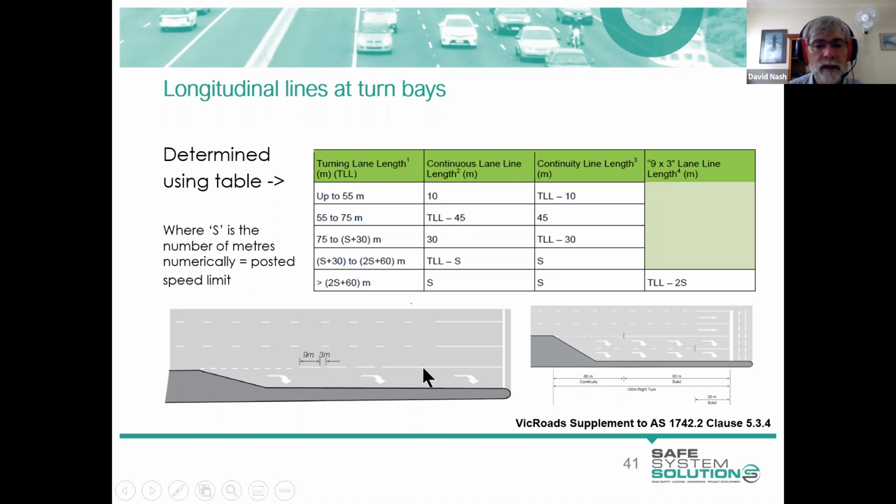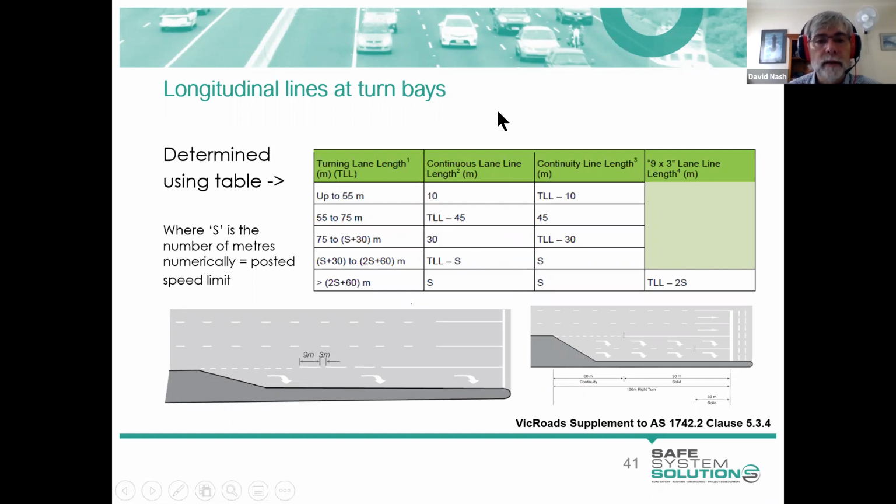So we don't want the continuous line to be too long. On the other hand, we don't want the continuity line, this broken one here, to be too long either. So if it is very long, then we actually have three types of line: a continuity line, then a 9-3 pattern, and then the continuous line. So this table sort of explains all of that. It's a little bit complicated, but not too difficult to follow if you have that situation.